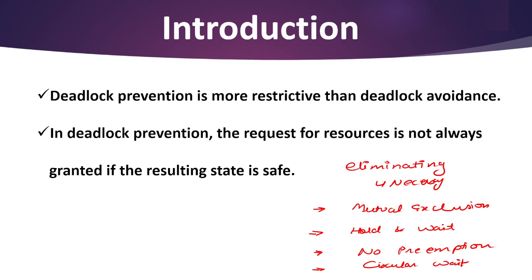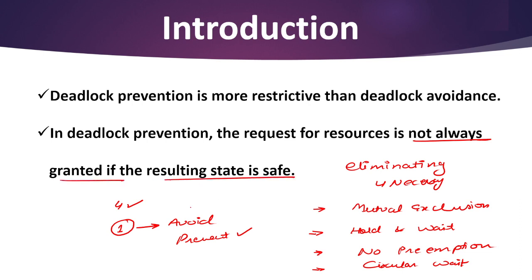For example, if you control the no preemption scheme, then it is possible to control the deadlock. हमने हमेशा से ये डिस्कस किया है कि डेडलॉक होता है जब ये चार कंडीशंस अकर होती हैं। अगर इन चार कंडीशंस में से एक को भी कंट्रोल कर दिया जाए तो we can easily avoid and we can easily prevent the deadlock in any of the operating systems.